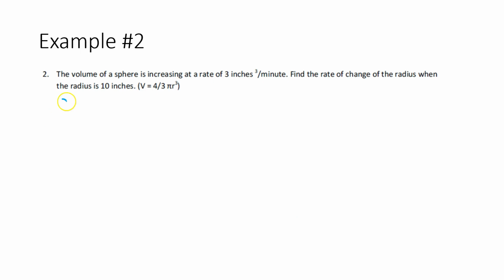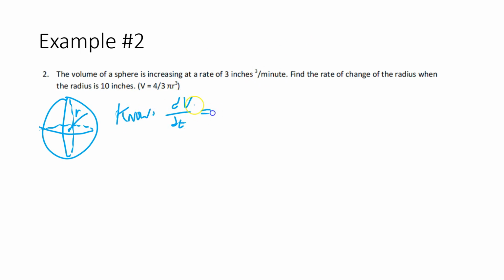Okay, so let's draw a picture. We got a sphere. And they tell us that the radius is, sorry, I'll just put an R there because it's increasing. So they tell us the volume is increasing at 3 cubic inches per minute. So that's what we know: dV/dt. We know how the volume is changing with respect to time. It's changing at 3 cubic inches per minute.